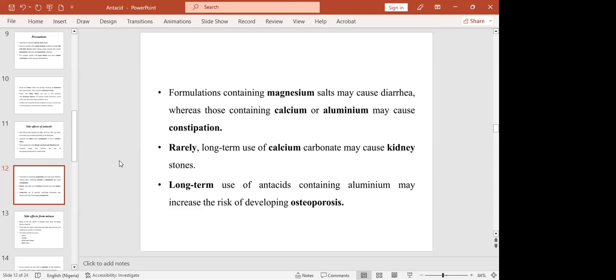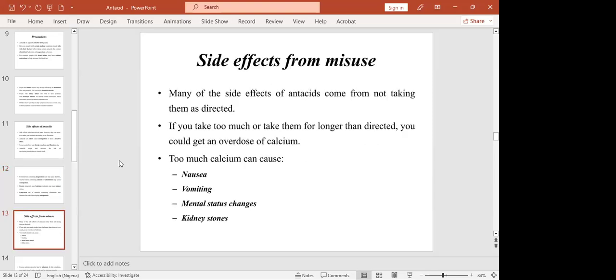Okay, long-term use of antacid containing aluminum may increase the risk of developing osteoporosis. Osteoporosis is the bone beginning to thin out. If you can remember when we discussed the musculoskeletal system, we discussed cancellous bone and compact bone, and we told you that osteoporosis looks like those punched out holes that you will see in a bone that is weak, because aluminum will then go and displace calcium from the bone. So the chances of such a person developing osteoporosis would be increased.